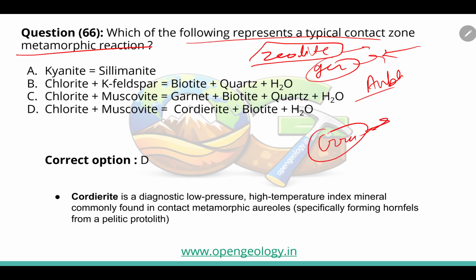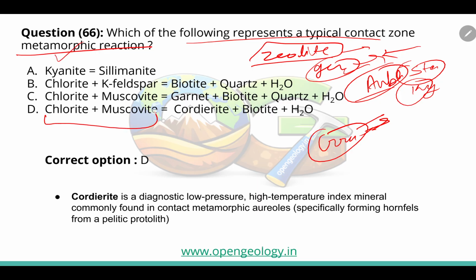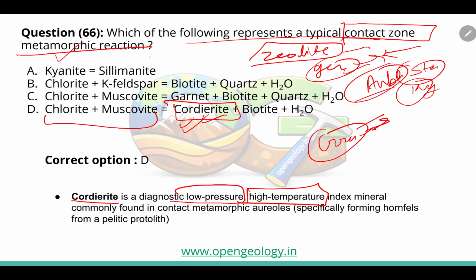Pyroxene comes in the granulite, so it is a characteristic part. Like you have the presence of staurolite, so you have the staurolite zone, and the kyanite zone, because of their specific reactions. Now for the contact zone metamorphic reactions, chlorite, muscovite, especially cordierite. Cordierite is diagnostic of low pressure and high temperature. That is why whenever we have cordierite, we generally believe it must be a contact zone metamorphic reaction. Especially forming the hornfels from a pelitic protolith, there must be cordierite.